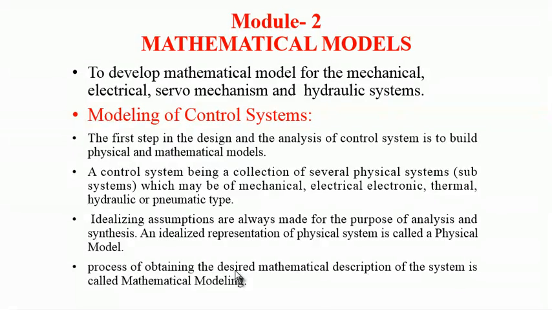What is physical modeling? Physical modeling is about the physics: how it looks, what the dimension is, what the shape is. Mathematical modeling means that the physical system is described in mathematical form, by using some formulas, techniques and methods. That is called mathematical modeling.